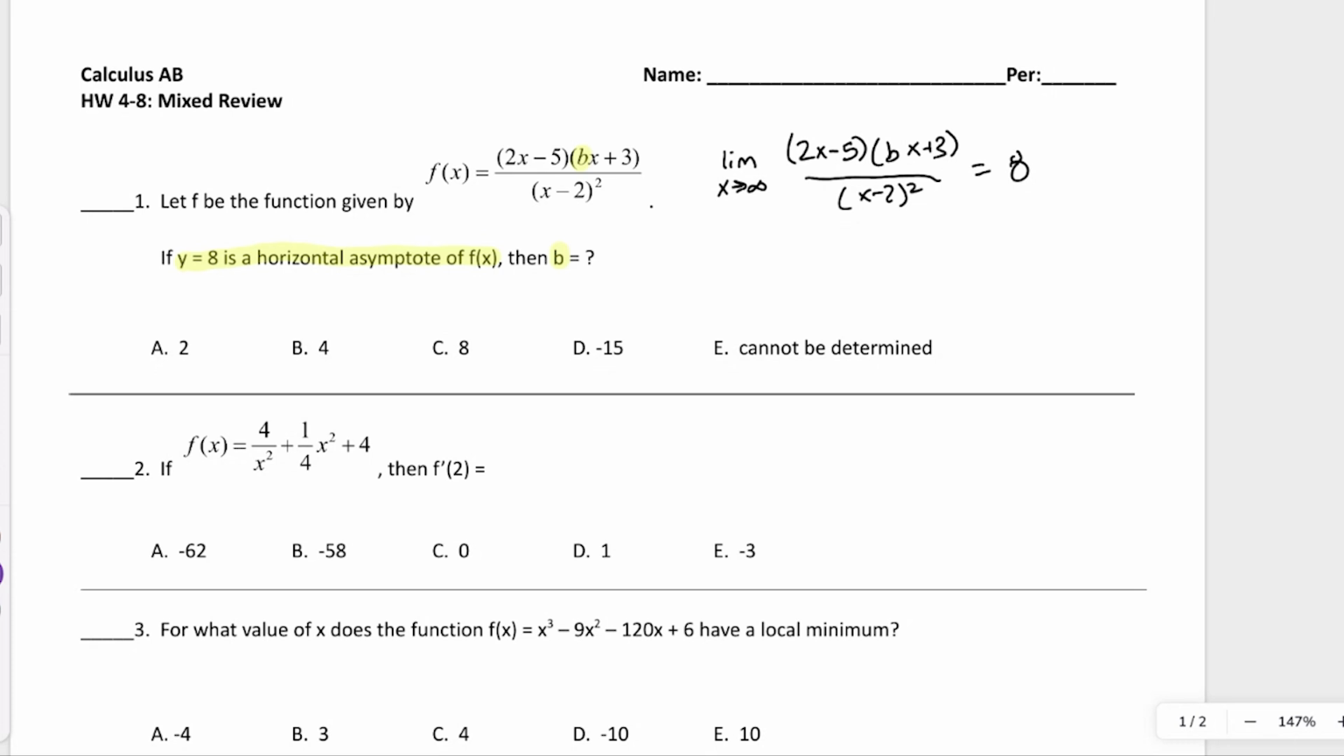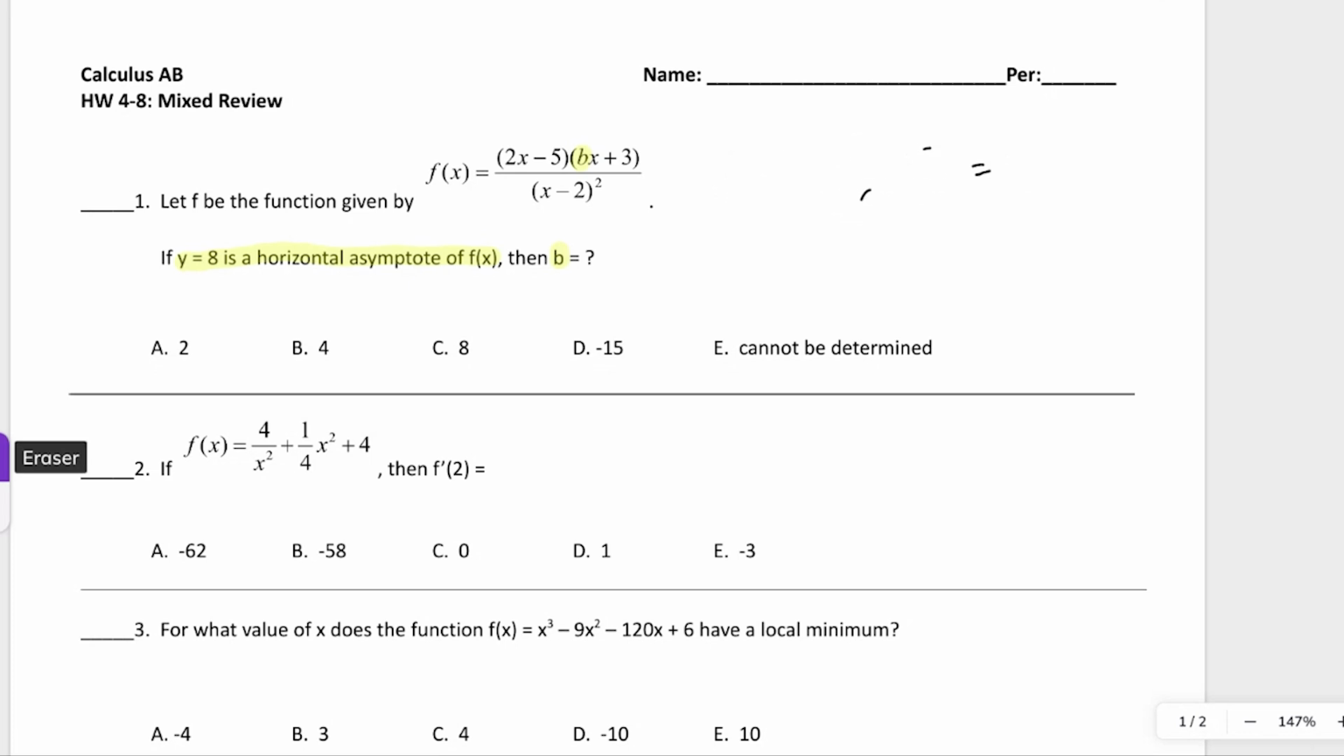Now, the only way to get a horizontal asymptote that is not 0 is to have a function where both the numerator and the denominator are sort of in the same class of functions. So in other words, like if you've got two quadratics, a quadratic on top and bottom like we have here, then the value of the horizontal asymptote, which will be the same thing as the value of the limit as x goes to infinity, will be the ratio of the leading coefficients.